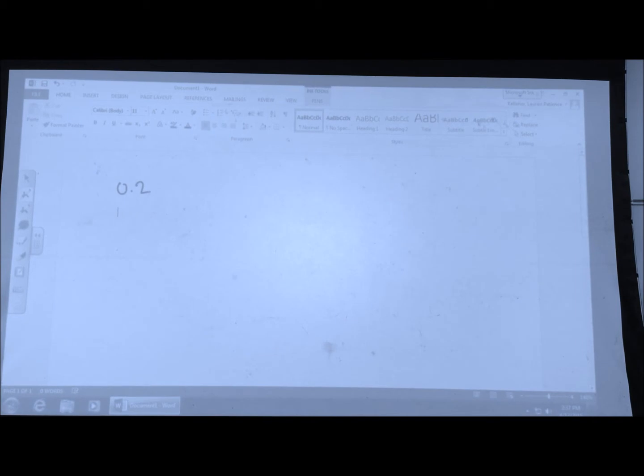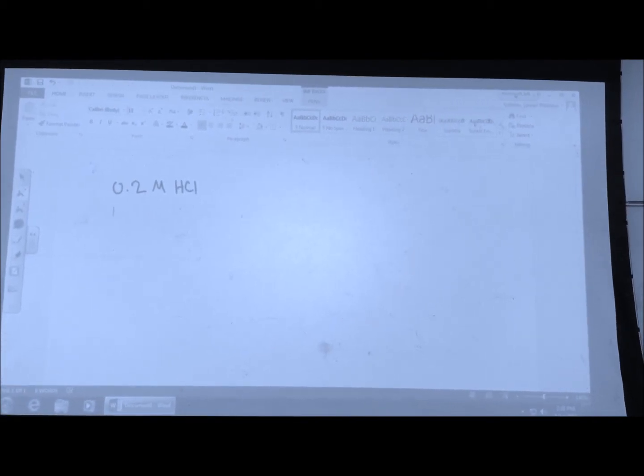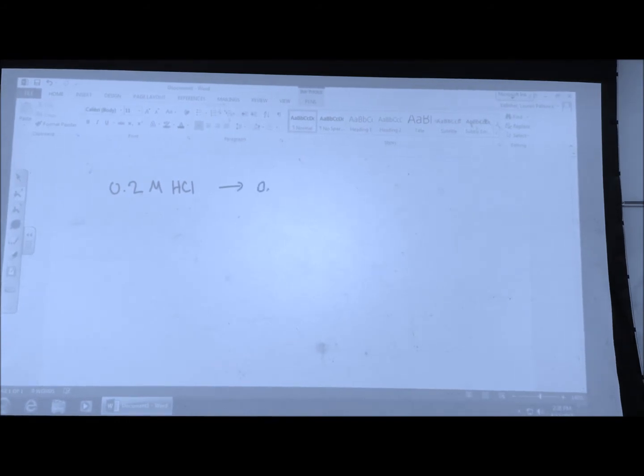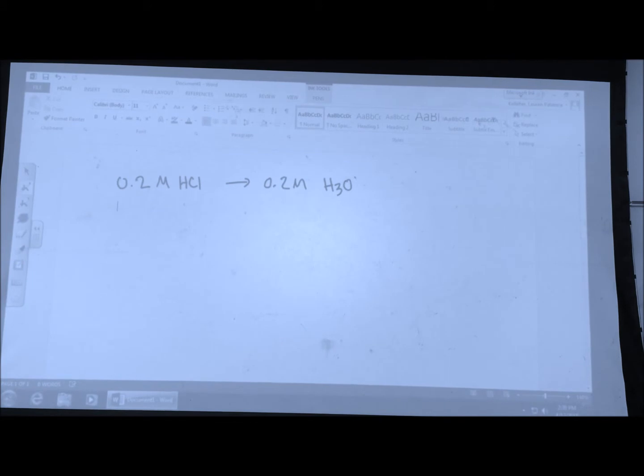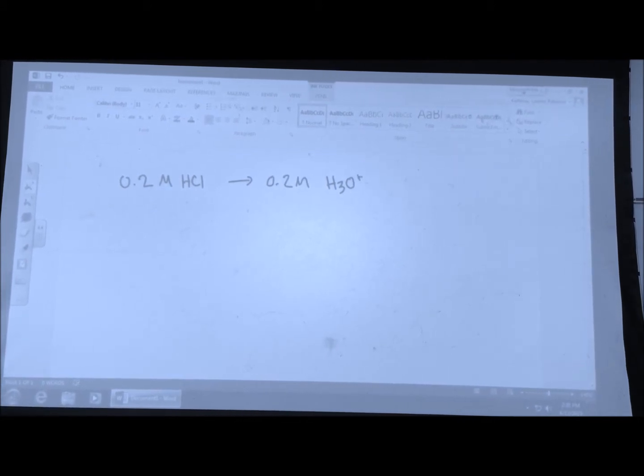You should know that strong acids completely dissociate in solution, while weak acids only partially dissociate in solution. If we are given 0.2 molar HCl, which is a strong acid, we know that we are going to end up with 0.2 molar of hydronium ions due to its complete dissociation.